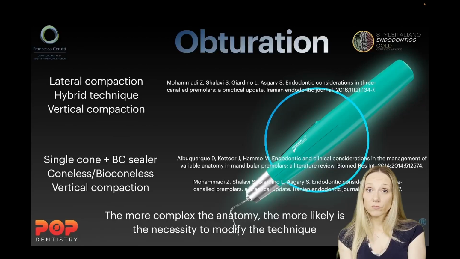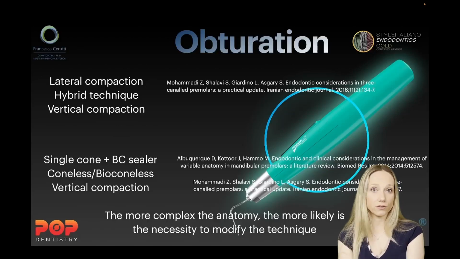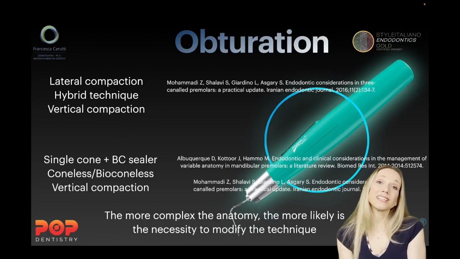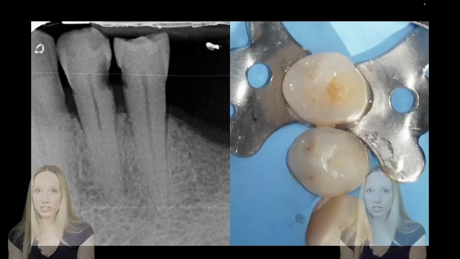In another situation, you can use the coneless or bioconeless technique. If you can fit your backfilling device and you have a strong and firm reference, you can backfill the whole root canal system without using the heat carrier, which is an advantage. Or you can also use the vertical compaction. It really depends on the size of your preparation and on the anatomy of the tooth. But the more complex the anatomy, the more likely it is that you are going to need to make some modification of the obturation technique you want to use.